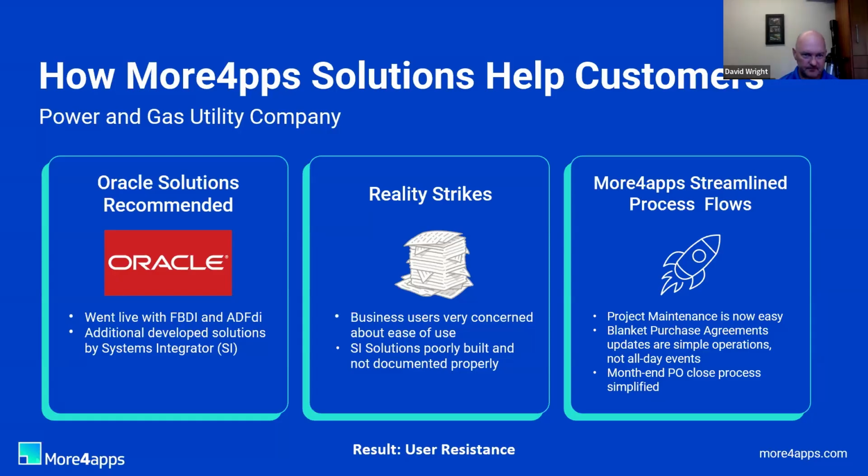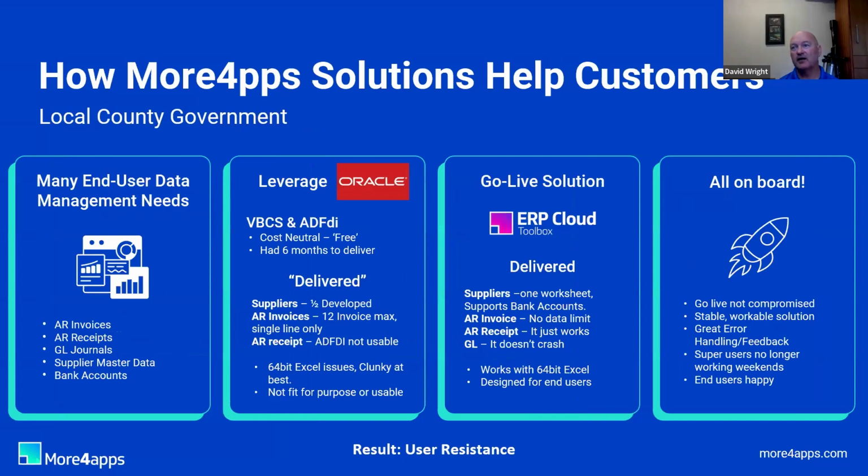Another one was a local county or a local council. They have a lot of AR invoices, a lot of GL, etc. They were told that we'd use Oracle's products. They're cost-neutral, sorry, they're free. They had 6 months to deliver Excel-based solutions. What was delivered just wasn't good enough. End users just were not happy at all, and it caused a lot of stress with the project. Suppliers were half built. AR invoices, you could only ever do 12 invoices at once, and AR receipt just wasn't usable. They had also 64-bit Excel issues, just issue upon issue.